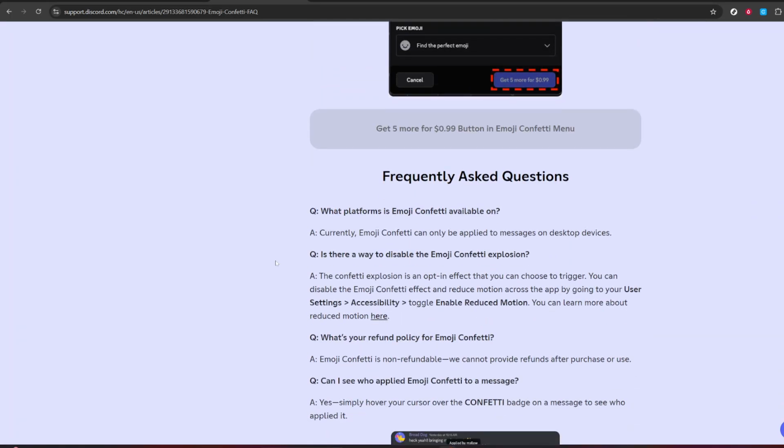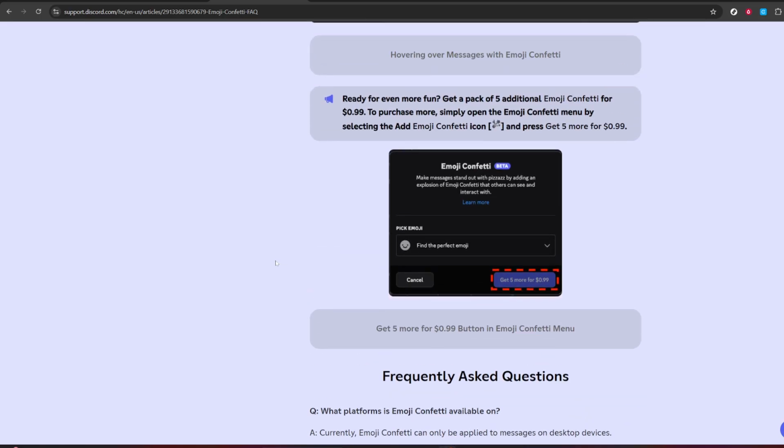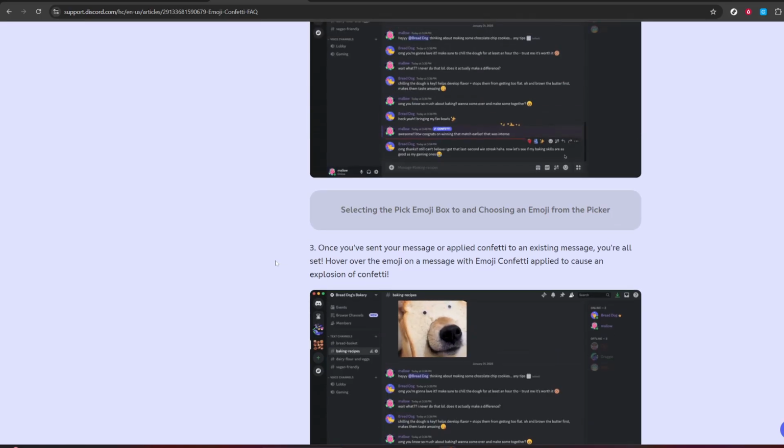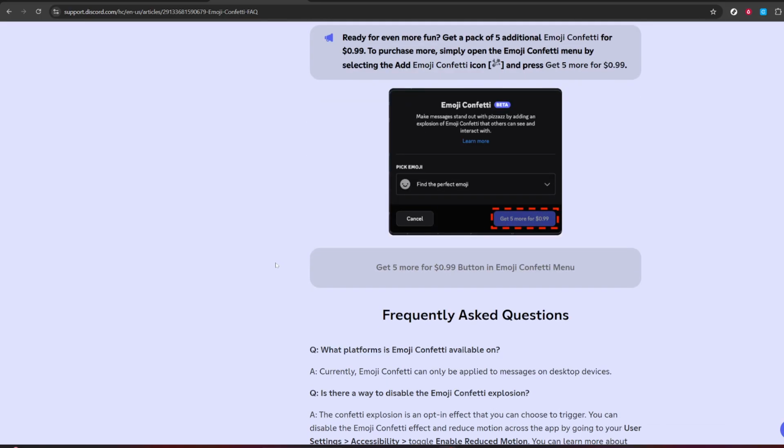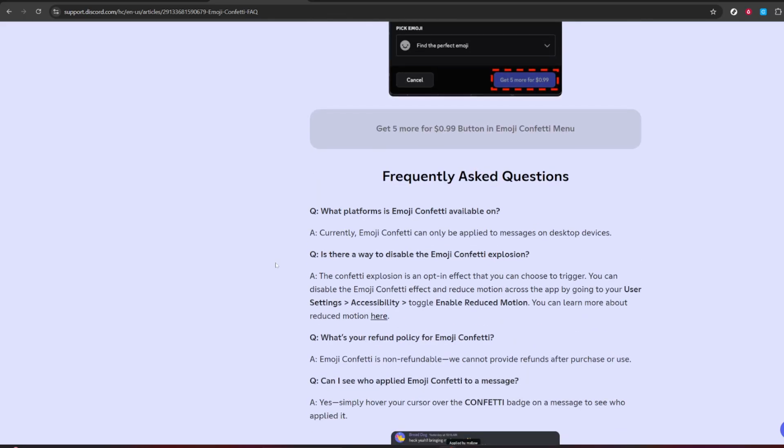A quick word of caution on what not to do. Do not use modified Discord clients, third-party scripts or plugins, or hacks that claim to make party mode permanent. These can violate Discord's rules and may get your account flagged. Discord does not officially support permanent party mode.